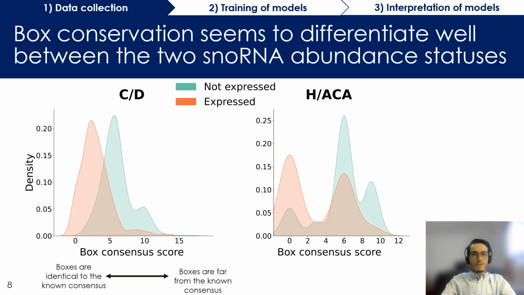Another novel feature that I computed here was the box consensus score, which gives us information about whether the motifs within the snoRNAs are conserved or not. Basically, a score of 0 means that all of the boxes present in the snoRNA are identical to their known consensus sequence, and the more mutations the snoRNA accumulates, the higher the score is. So the less the boxes are conserved.